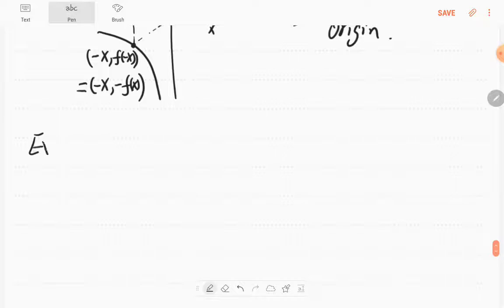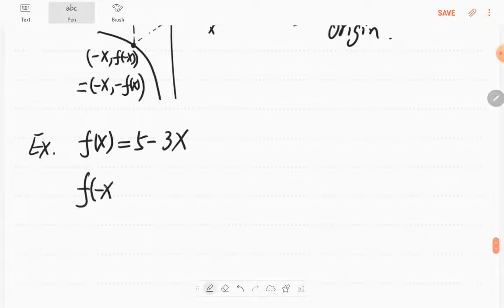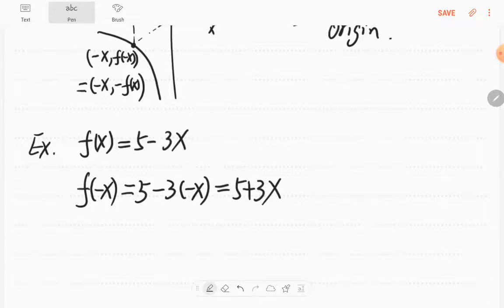Now let's identify whether a function is odd or even. If f of x equals 5 minus 3x, we must input negative x. So f of negative x is 5 minus 3 times negative x, which is 5 plus 3x. It has nothing to do with the original function, no relation to the original function. So this is neither an odd function nor an even function.